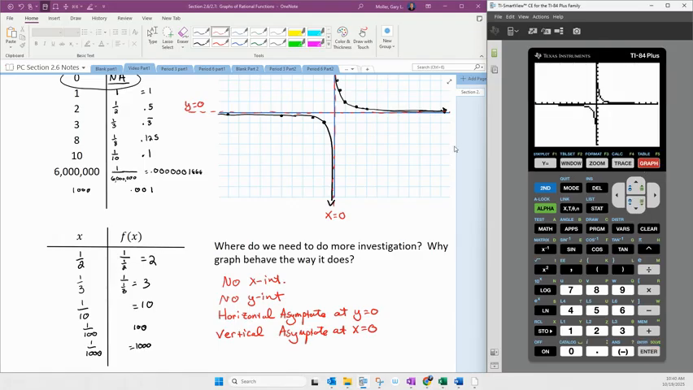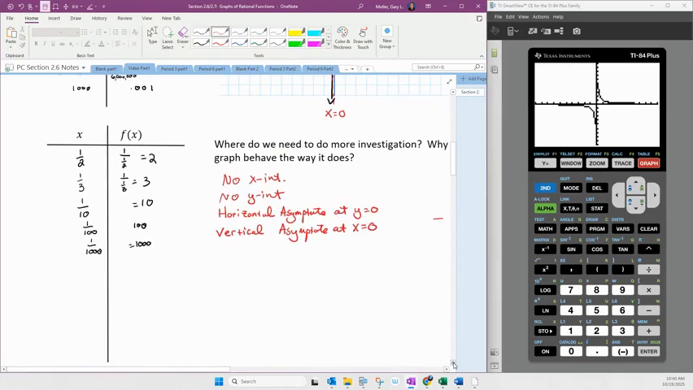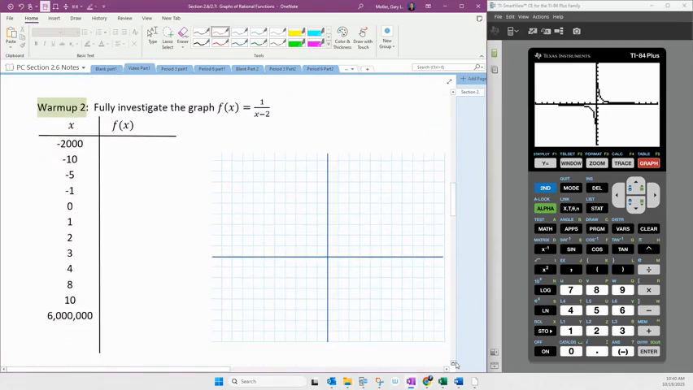All right. So now, would you please do additional investigation here on our next problem? So this time, let's investigate what's going on with 1 over x minus 2. So pause the video, see if you can get the whole thing. And again, you might just know what it looks like based on prior knowledge, but let's go through the motions.